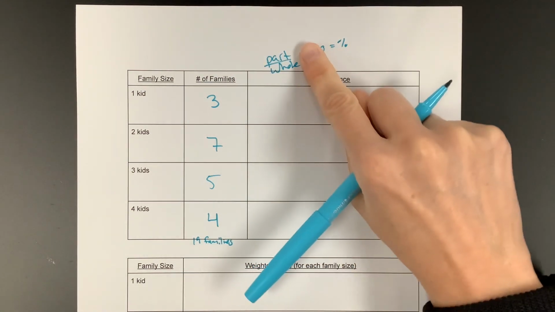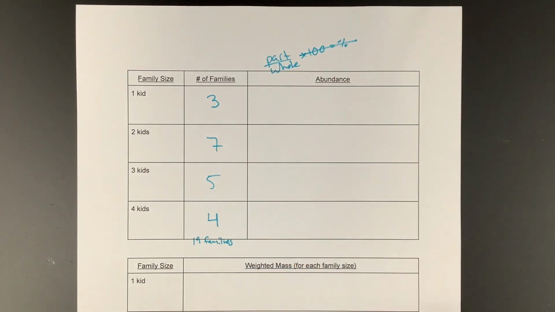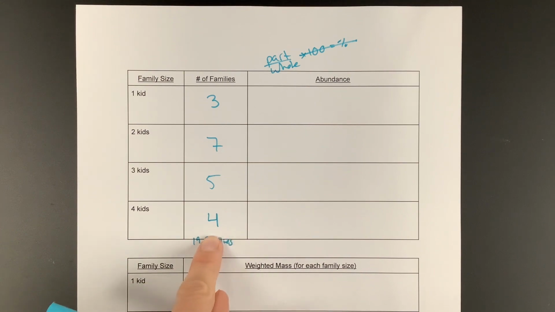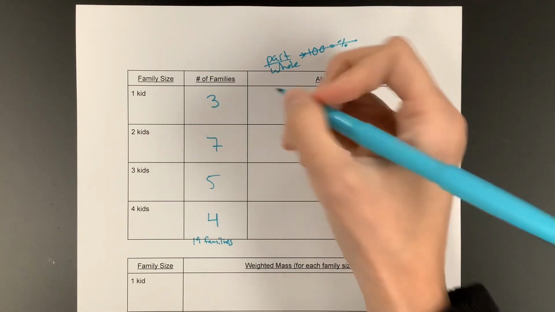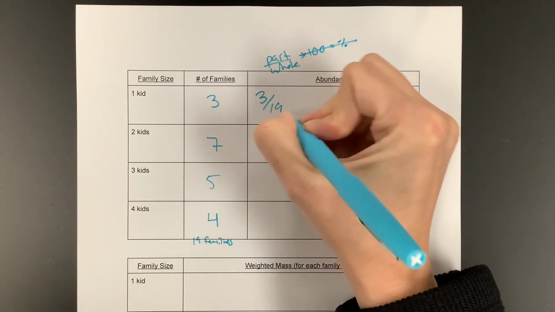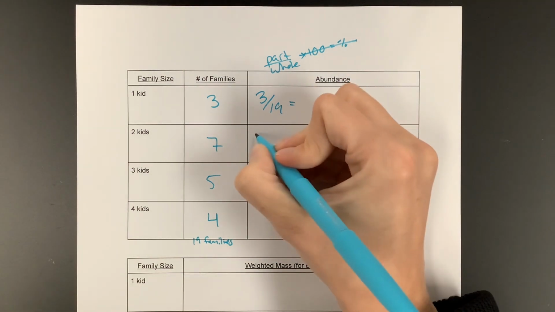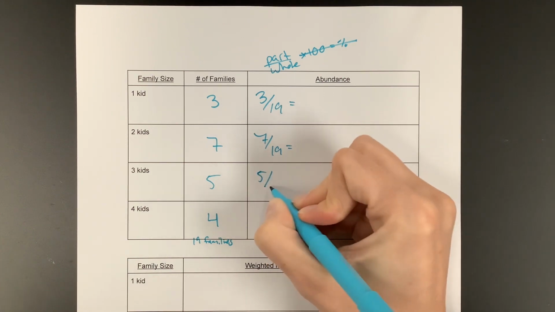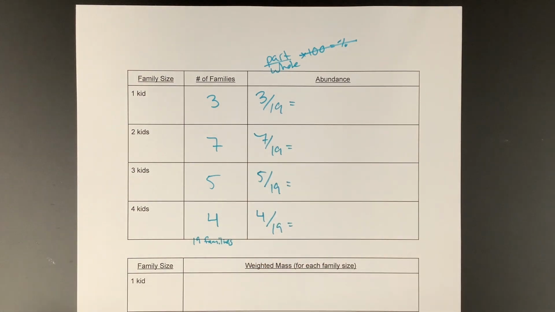We're going to do that same thing. We're just not going to turn it into a percentage by multiplying by 100, because we need to leave it in that raw form. It's essentially part over whole: how many of our total 19 families have 1 kid, 2 kids, 3 kids, 4 kids. So to do part over whole, we're doing 3 over 19. I'm going to set it all up first and then do my math. 7 of the 19 have 2 kids. 5 of the 19 have 3 kids, and 4 of the 19 have 4 kids.